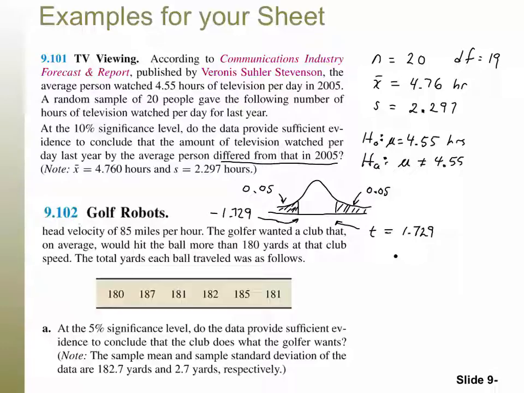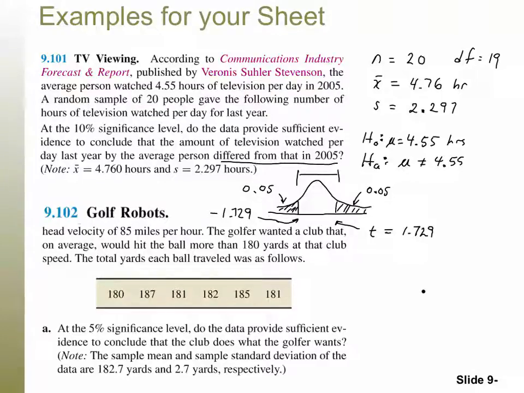Where's our rejection region? The middle or the outsides? Outsides. We're saying we're going to reject the fact that the mean is 4.55 because it's something different. It's too far away from 4.55, outside of this range here. So this is our do not reject region here.